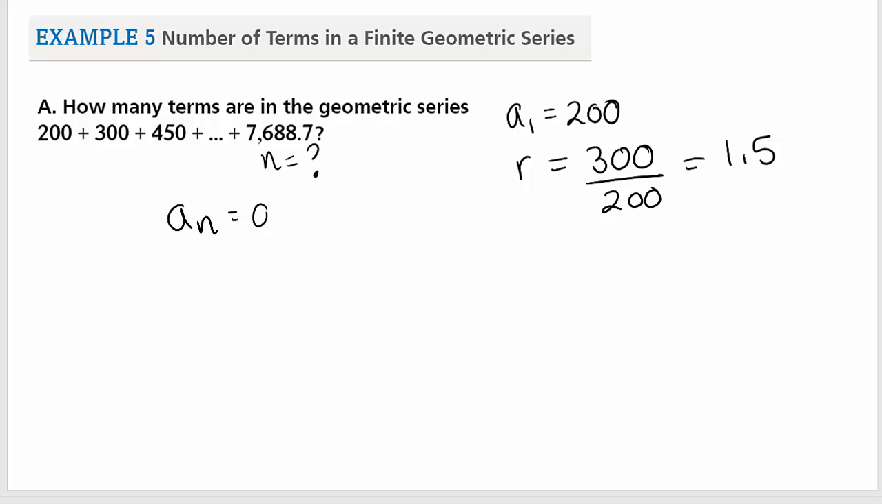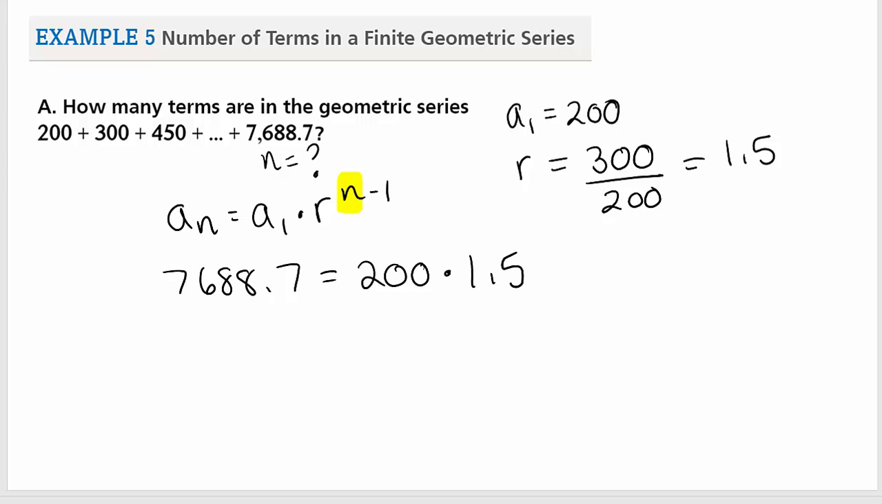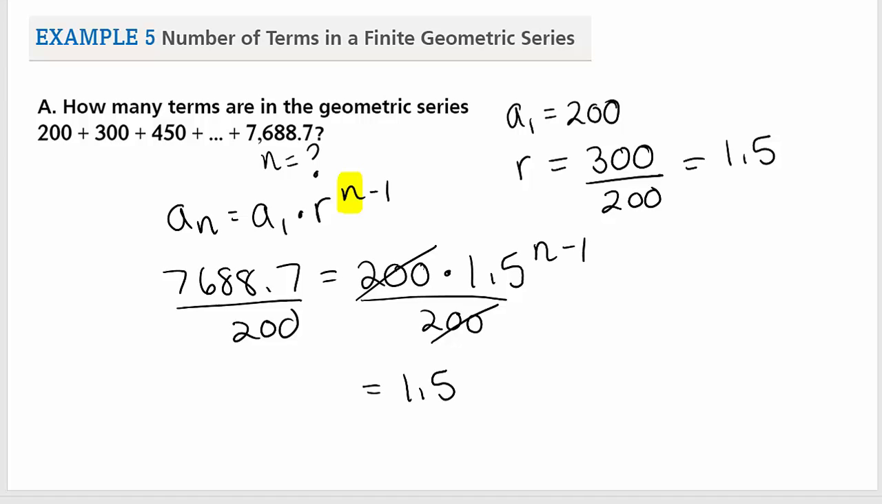a sub n is equal to a sub 1 times r to the n minus 1. I'm not using my sum formula because I'm not given a sum. I'm only given the value of the individual terms. We're going to solve for n. So we don't know what n is, but we do know that the value of that last term is 7,688.7. So we can divide both sides by 200, and we're left with 1.5 to the n minus 1 equals 38.4435.